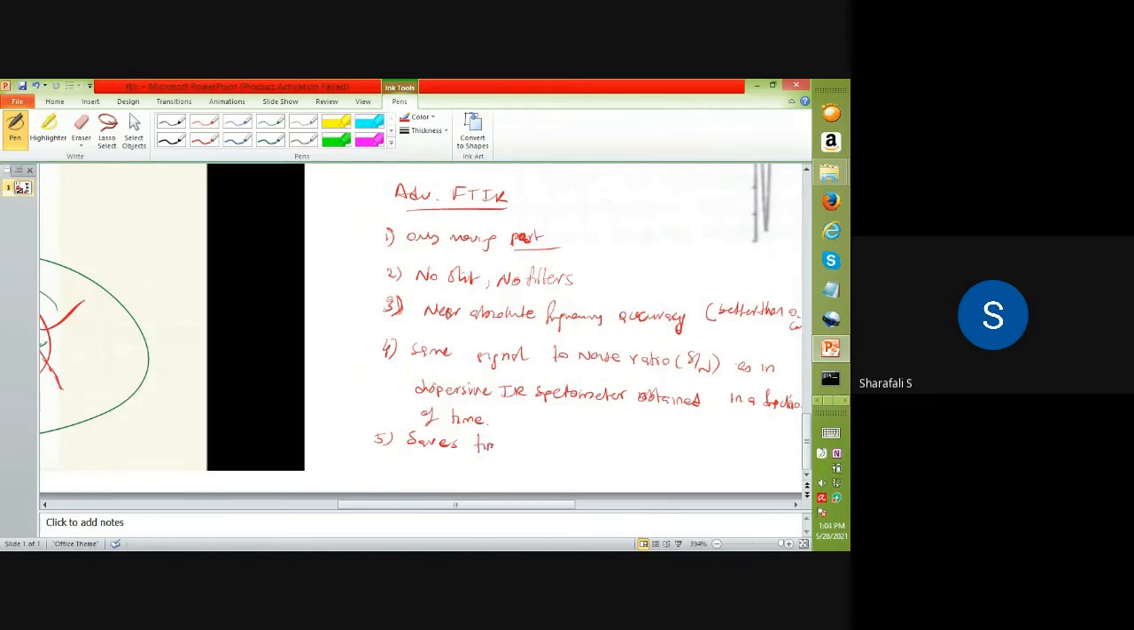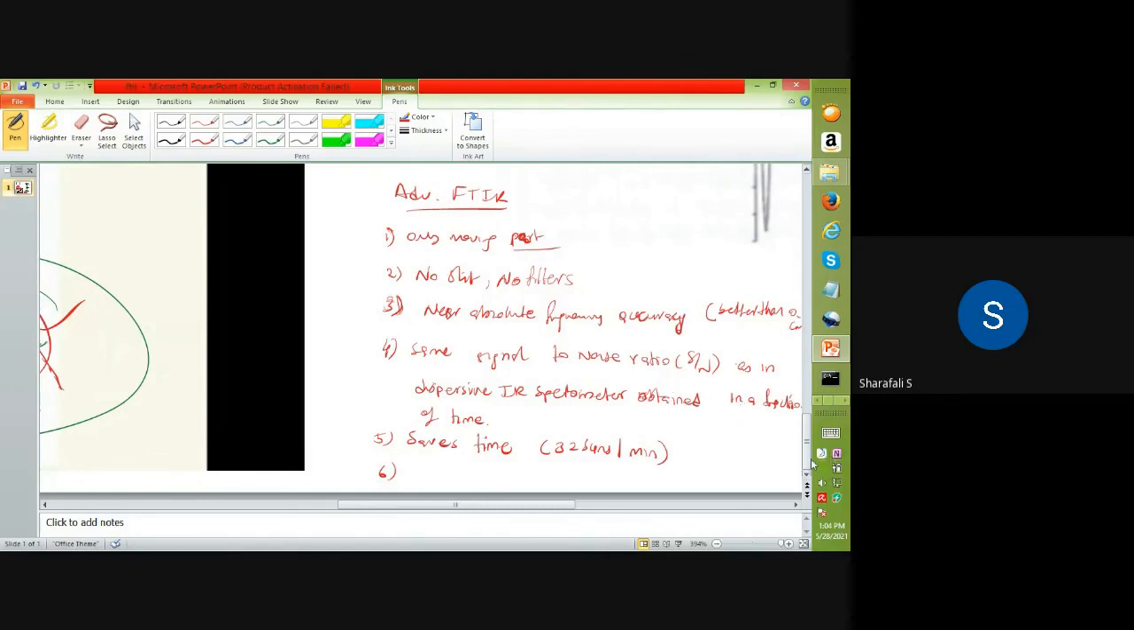So, as I discussed, 32 scans per minute is possible. And then we have a single beam spectrum ratioed against the stored background. So we will get much higher accuracy also.